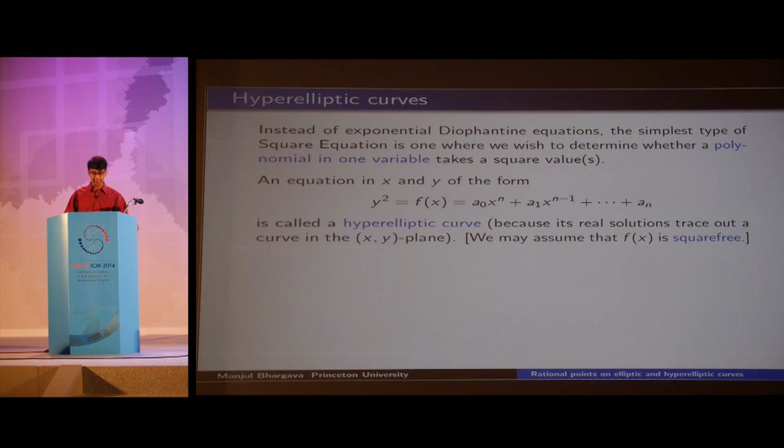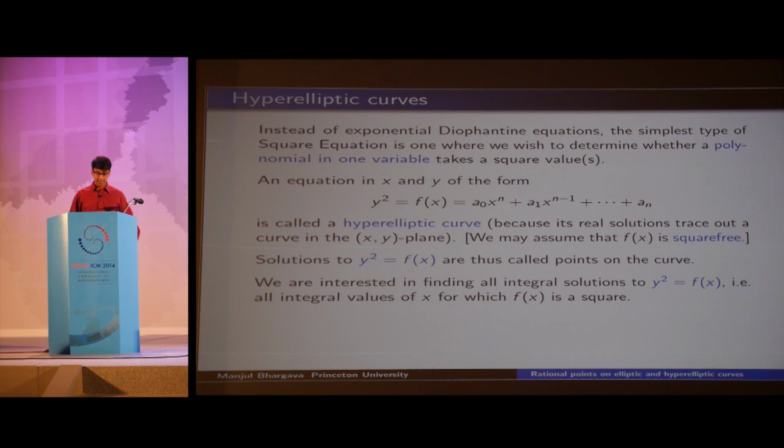So if we're trying to solve y squared equals f of x, find solutions to that, those solutions are called points on the curve. Because when you graph it, the ordered pair x comma y will be a point on that curve that you've graphed. So those solutions are called points on the curve. And we're interested in finding all integral solutions to y squared equals f of x. That is, all integral values, whole number values of x, such that f of x is a square.